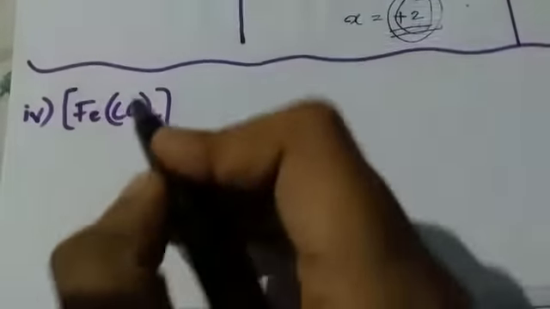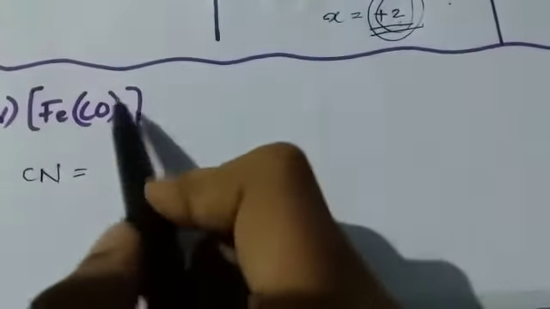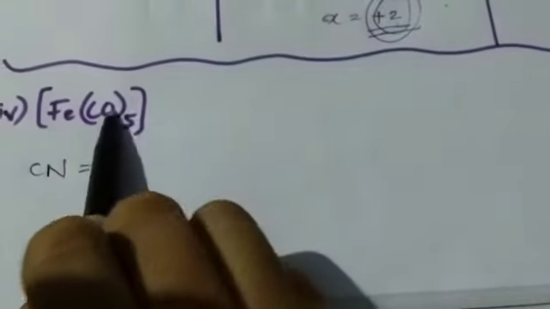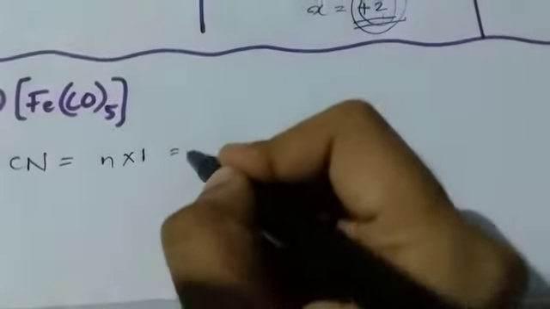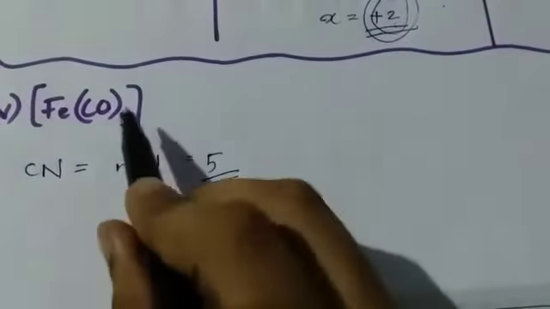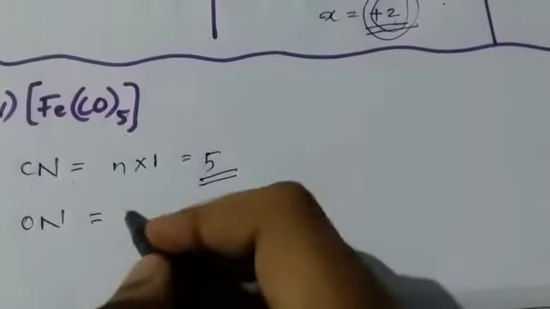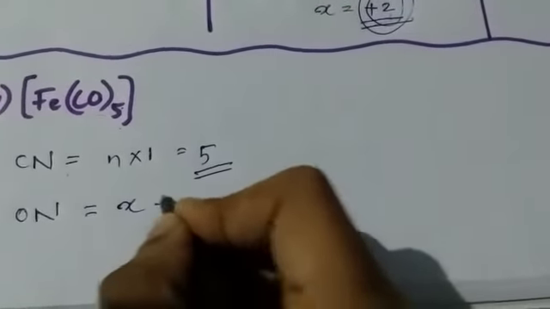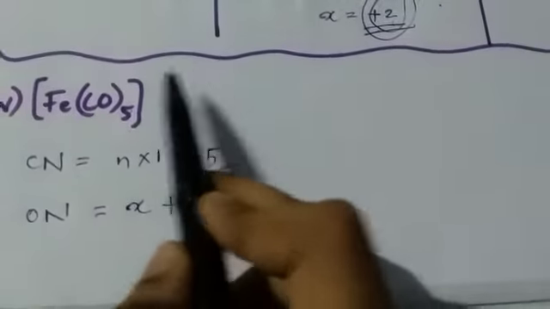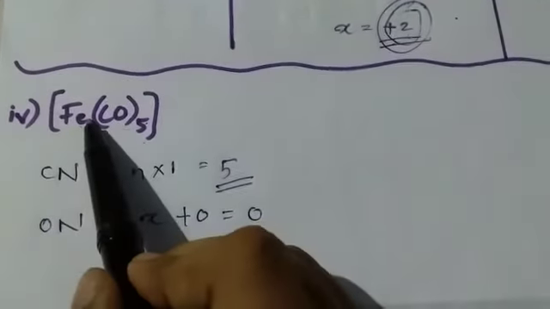The last question is Fe(CO)5. It is a carbonyl complex. So for the coordination number, CO is a monodentate ligand. So n into 1, which is equal to 5 into 1, which is equal to 5. So the coordination number is 5. For the oxidation number X, CO is a neutral molecule, that is it has no charge, so X plus 0 is equal to 0. So X is equal to 0. Fe has 0 oxidation state.